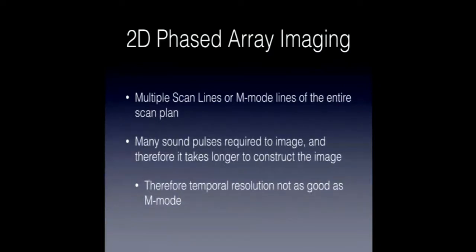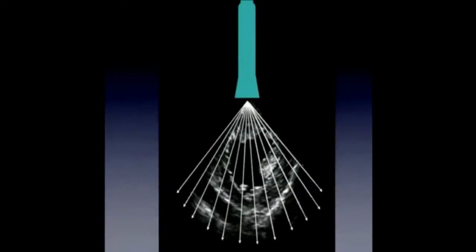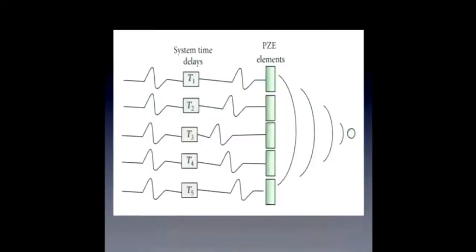And it takes many times, you have to scan many lines, and therefore your temporal resolution is not going to be as good as with M-mode because you're having to scan all these different lines and create an image. And that's what I've shown you in this figure before. That's why it's slowed down as far as the frame rate.